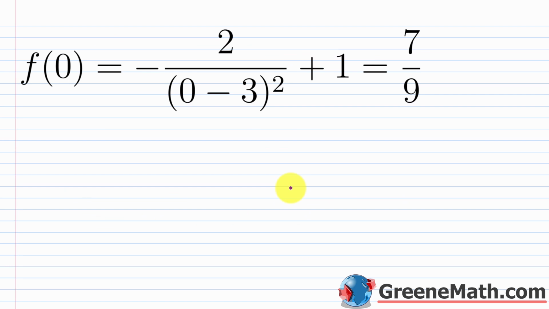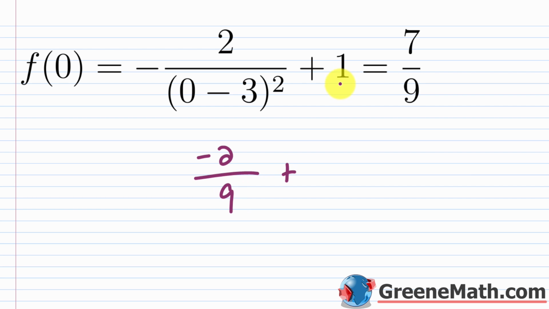All right, in terms of finding the y-intercept, remember we're going to look at f of 0. So this would be equal to the negative of 2 over, you'd have the quantity 0 minus 3 squared, and then plus 1. If you do the math here, you're going to end up with 7/9. And that's just because you can move this negative up here. You could say this is negative 2 over. 0 minus 3 would be negative 3, and then negative 3 squared would be 9.